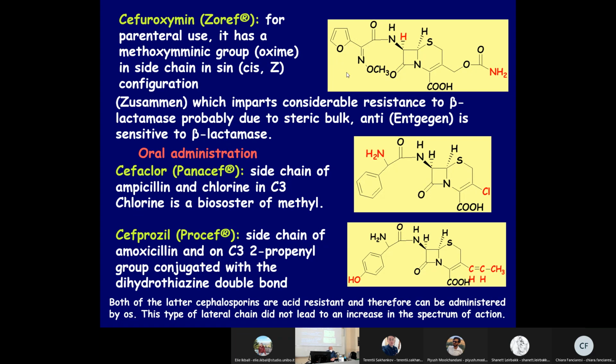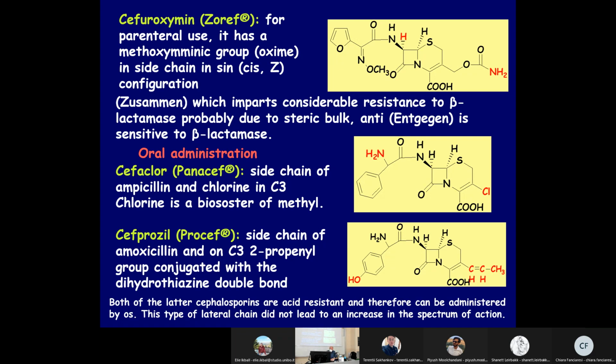But which one is the oxygen? You see here the methoxy group, you see here the double bond. So the methoxy group can be very close to the beta-lactam ring. In this case, we are in the Zusammen configuration, Z. Or on the other side, the methoxy group can be in Entgegen configuration.